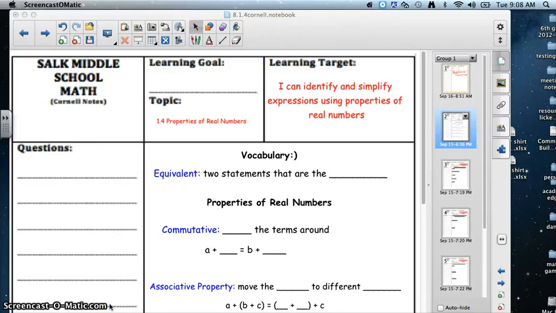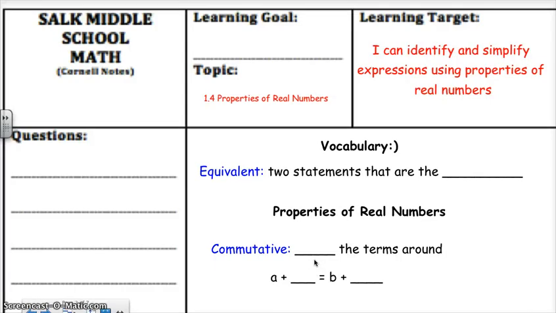Right, today we are scooting back to lesson 1.4. 1.4 talks about properties of real numbers. Your learning target today: I can identify and simplify expressions using properties of real numbers.